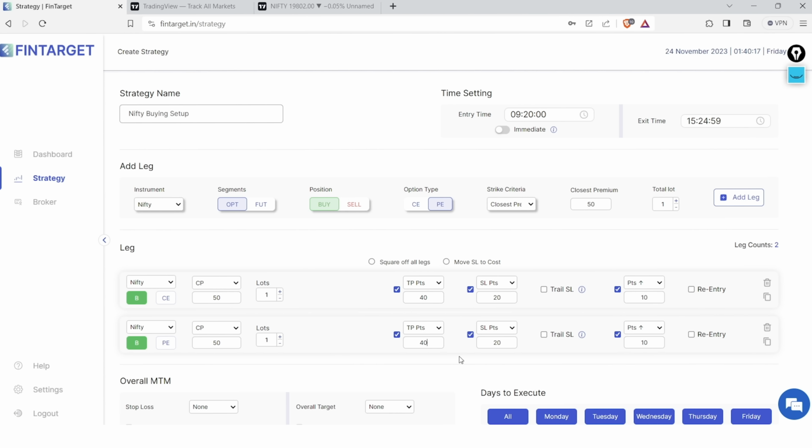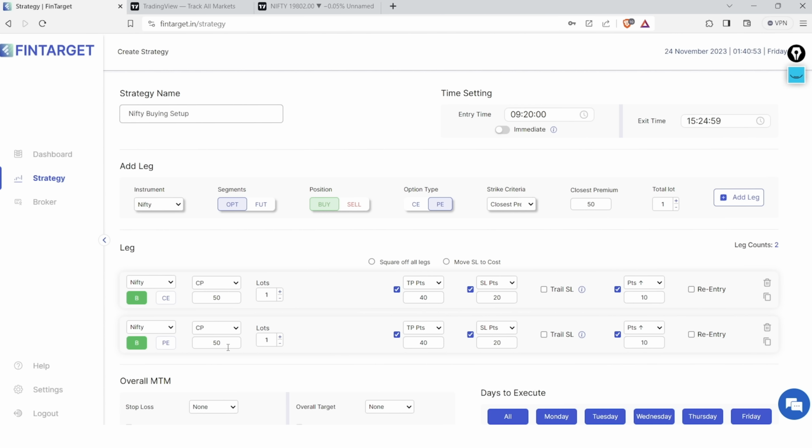Here, one more very important thing to note is that when you're using wait and trade, both the call option and put option will not be entered at the same time. For example, let's say the market starts to go higher. This call option is going to go from 50 rupees to 60 rupees, so Fintarget is only going to enter the call option without entering the put option. On the other hand, let's say the market starts to fall. That means the put option is going to go from 50 rupees to 60 rupees, so we wait for it to go up by 10 points.